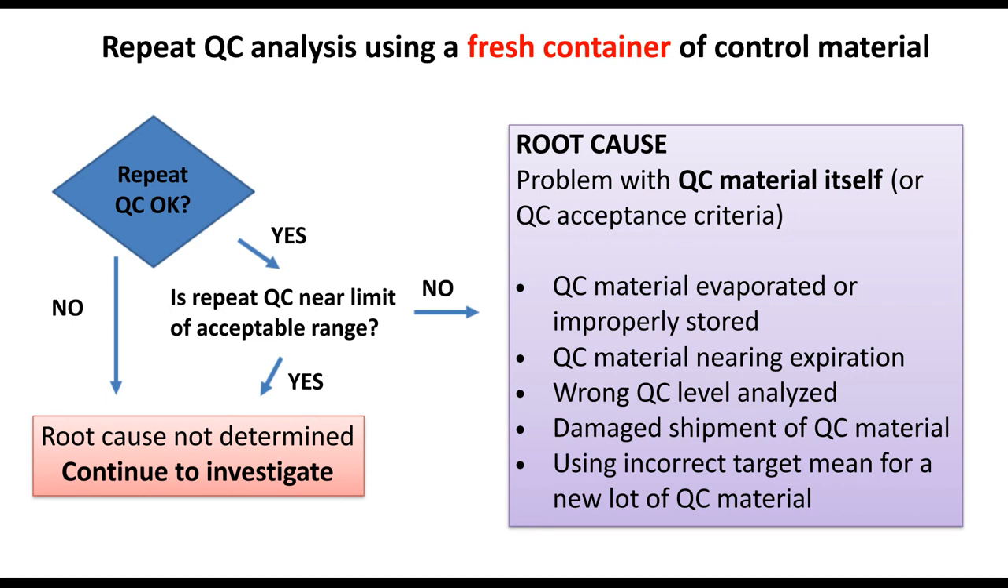So you want to repeat the analysis using a fresh bottle of QC. If the repeat passes and is not near a limit of acceptance, then the root cause is likely an issue with the QC material itself. If the repeat passes, but only barely so, or is near a limit of acceptance, then the problem is not likely due to an issue with the QC material itself, and further investigation is needed. If the repeat fails, then the root cause has not been determined, and troubleshooting needs to continue.